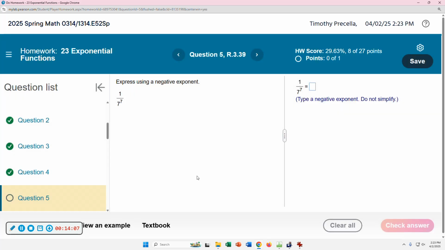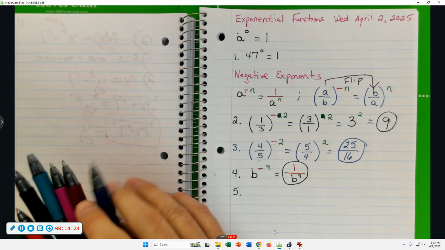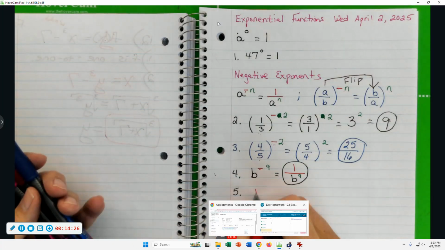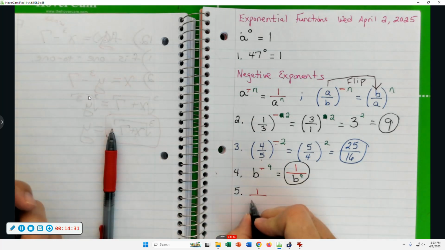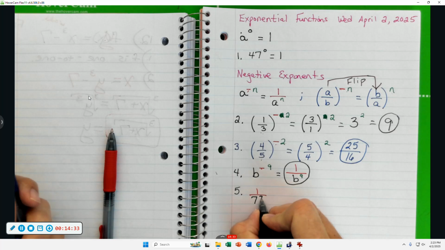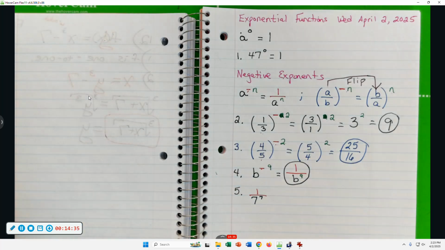Oh, wow. That's not a really good example, is it? 1 over 7 to the 7. What are they asking? Rewrite using a negative exponent. You're going backwards now. Remember I've said, in algebra you always do it one way, then you do it the other. Like you FOIL, then you factor. Okay?